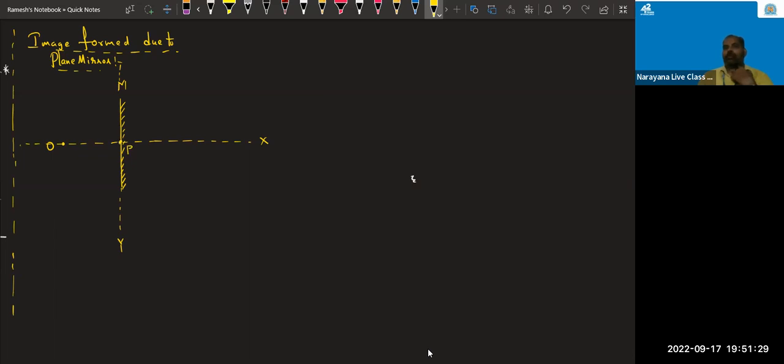The midpoint of the plane mirror where all the distances are measured is called the pole. What is the concept of pole? Every distance is measured from this pole only. Understood or not understood? So, right now, one ray of light is falling like this. What is the type of incidence here? Normal incidence only, right? What is the meaning of normal? Perpendicular.